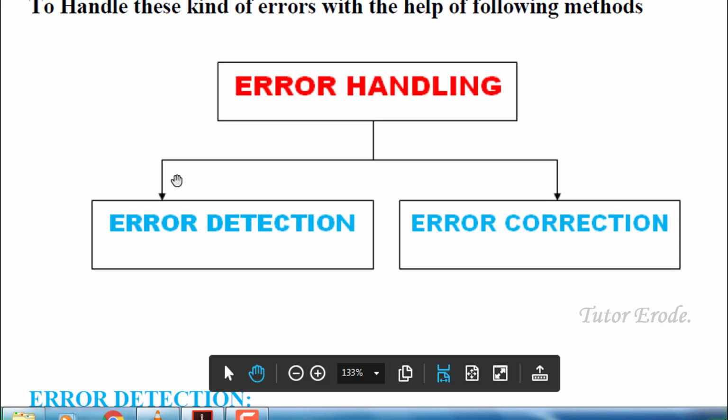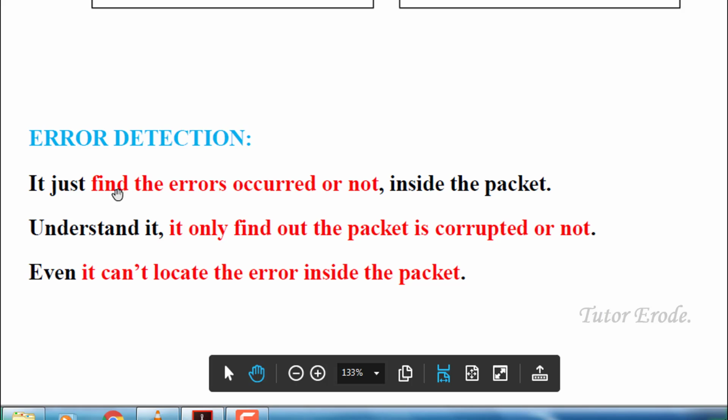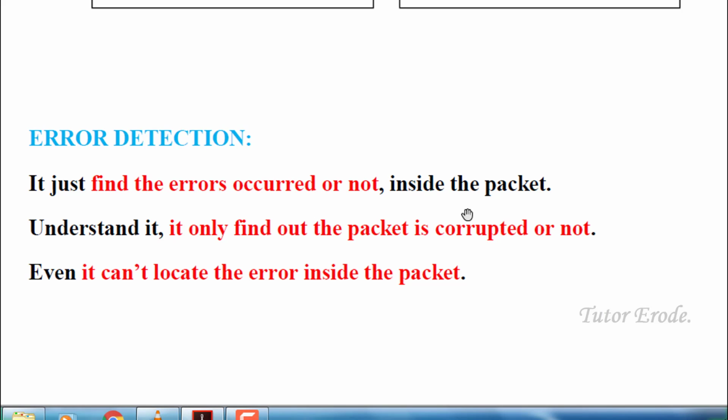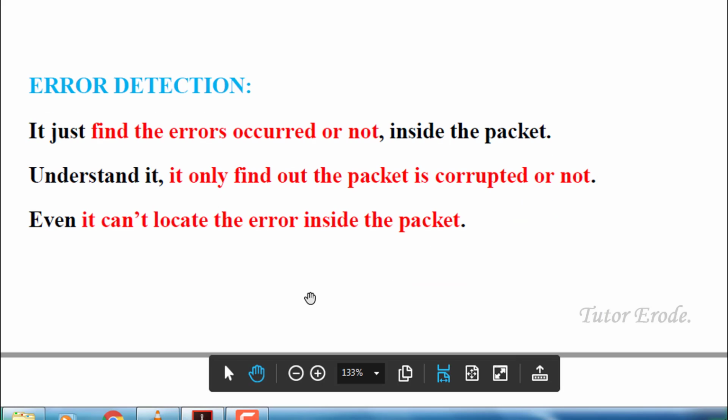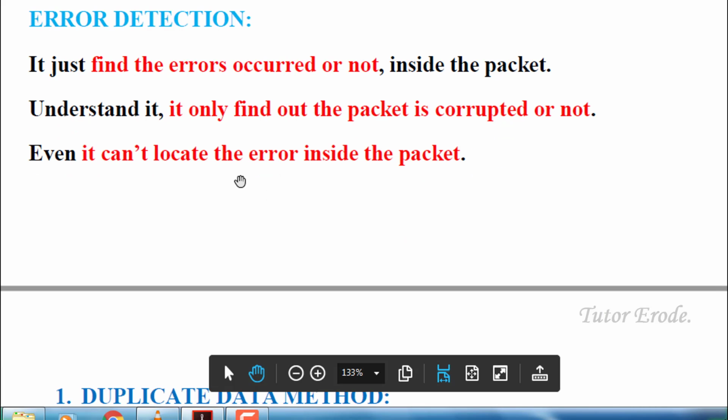To handle these kinds of errors, we use two kinds of mechanism. One is error detection and the other is error correction. First one is error detection. Error detection just finds whether the packet is corrupted or not. If yes, it asks the sender to retransmit the packet again. Understand, it only finds whether the packet is corrupted or not. It can't even locate the error inside the packet.